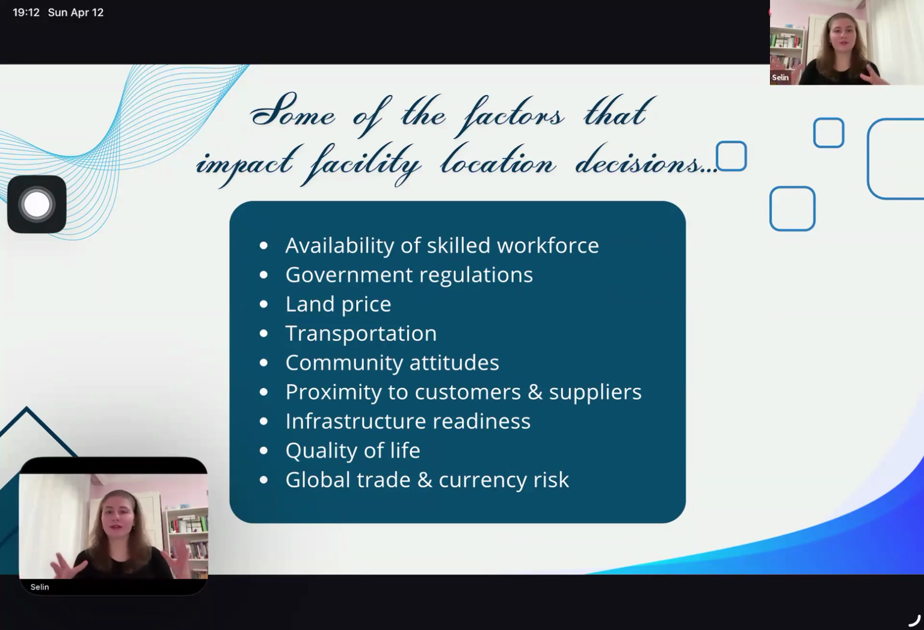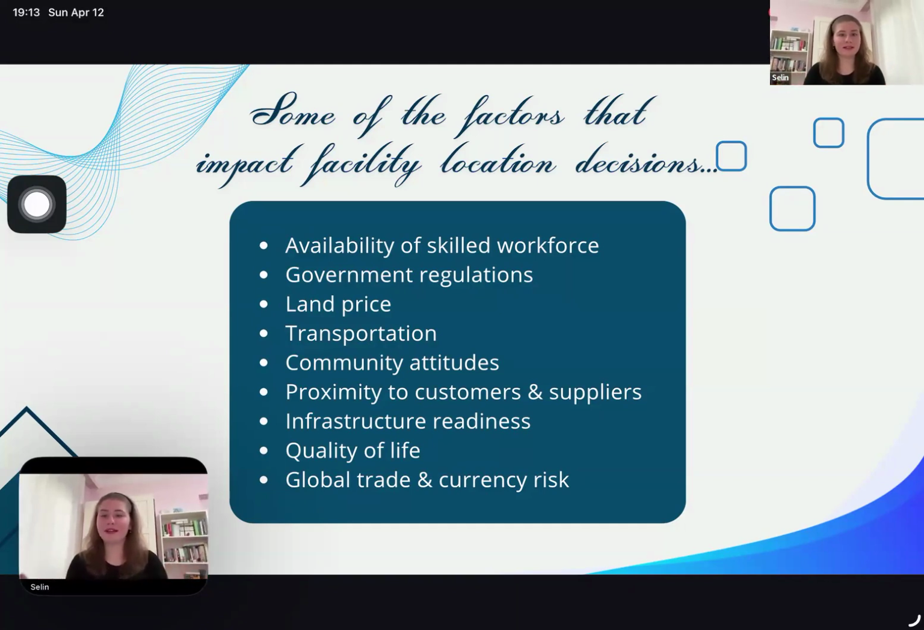Of course, you want your land to be as cheap as possible. But then you have to consider transportation. Let's say that you found this perfect place, but it's located in the middle of a desert. How are you going to manage transportation there then? You have to consider community attitudes. Maybe people are angry that you are building your facility there because they are worried about the environmental impact. Or maybe they are happy because you are creating job opportunities for them.